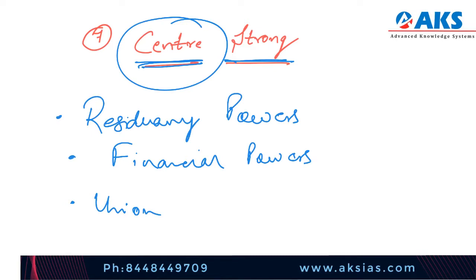That is why you can say that India's constitution has made the central government stronger compared to the state governments. This was done to deal with the challenges of nation building, and thus the center was made deliberately strong to protect the unity and integrity of India.